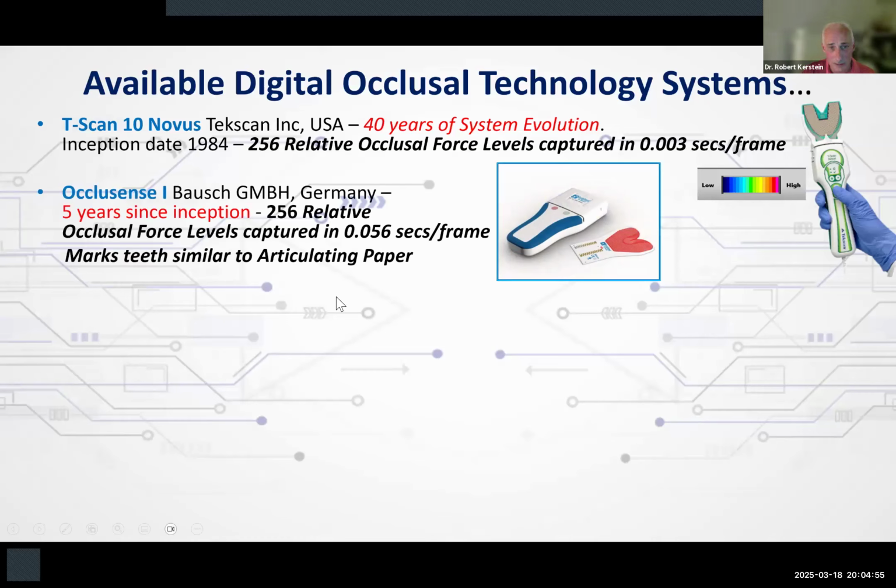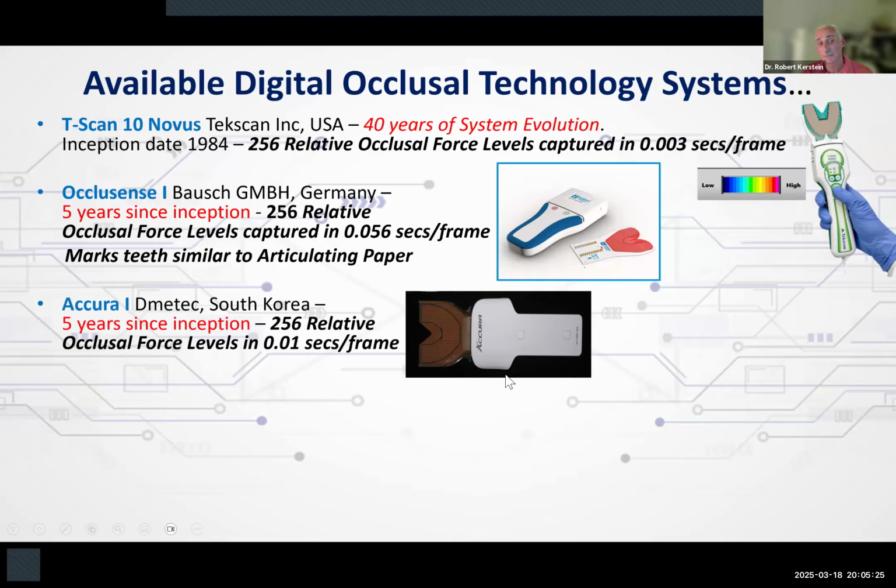Then a more recent introduced technology is the OccluSense 1 by Bausch from Germany. It's about 5 years old. It also shows 256 relative occlusal force levels, but it captures them at a much slower rate, in a half a second. And it marks the teeth similar to articulating paper. So the sensor has ink on it that marks teeth while you record, which may or may not be an advantage, which is something that you'd have to sort of test out for yourself.